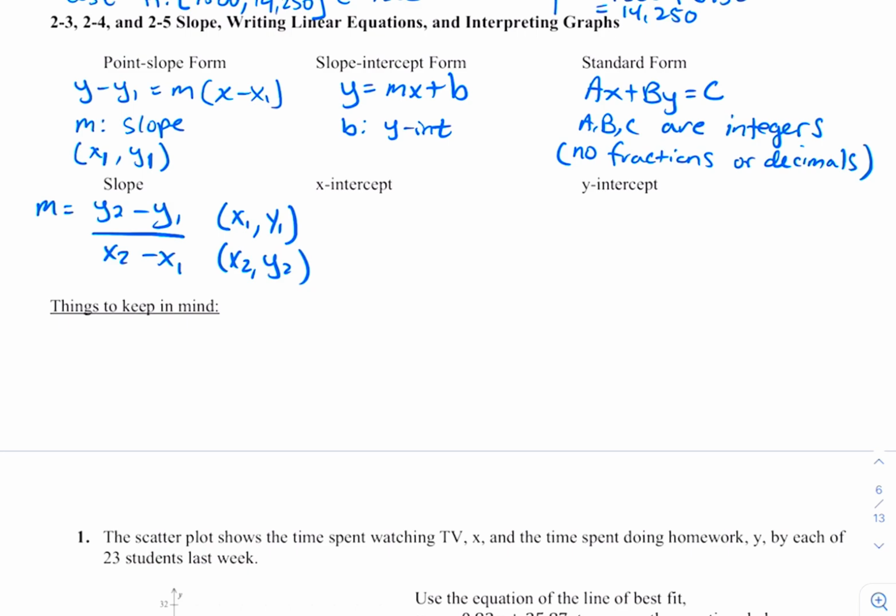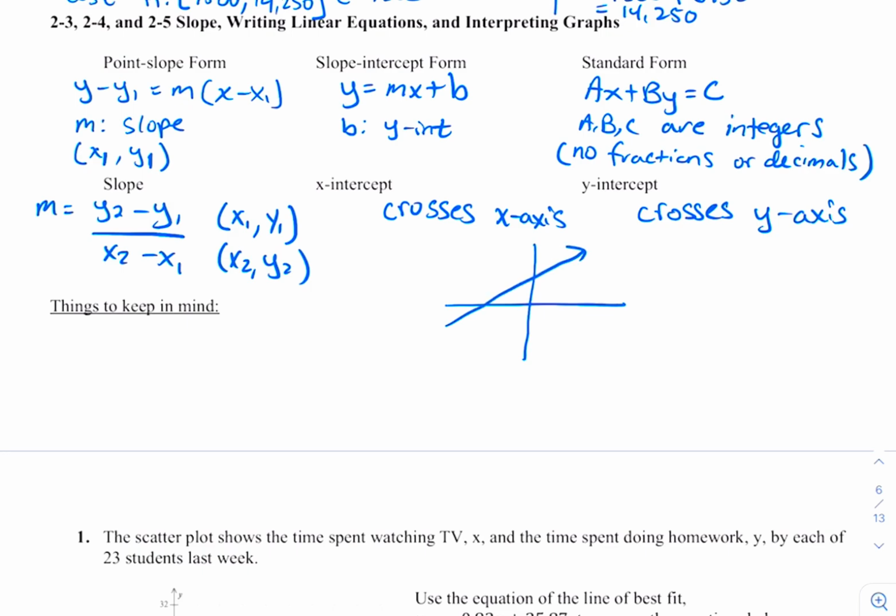Okay. And then for the x-intercept, we are talking about where our line is crossing the x-axis. And then our y-intercept is crossing the y-axis. So if we were thinking about it in terms of a graph, this is what my line looked like. Here would be my x-intercept, and this one would be the y-intercept.